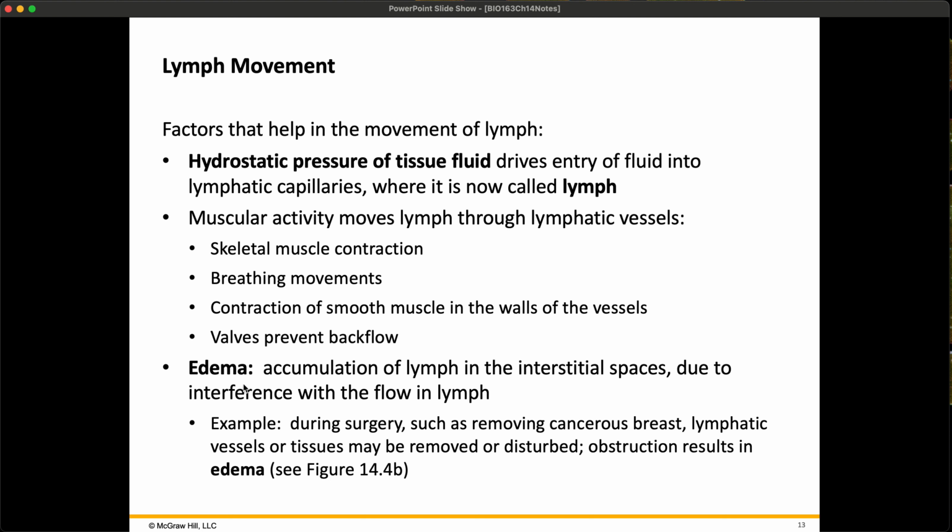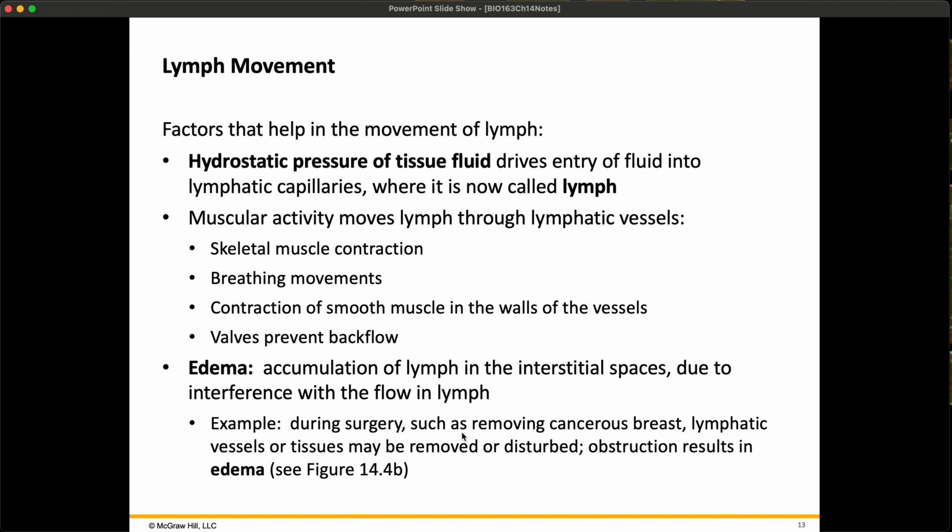What can happen is called edema. This might have been something that you've heard of before or experienced yourself or know people that have. This is when you have an accumulation of lymph in those interstitial spaces because there's some interruption with the flow of lymph. Basically, fluid is not being drained out of the interstitial spaces and it's allowed to collect there instead of moving through the lymph system and into recirculation. And so when that happens, you start to get swelling.